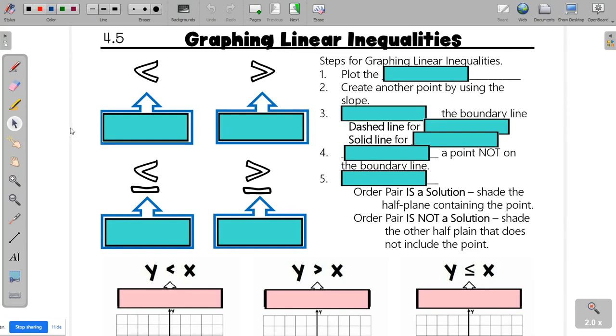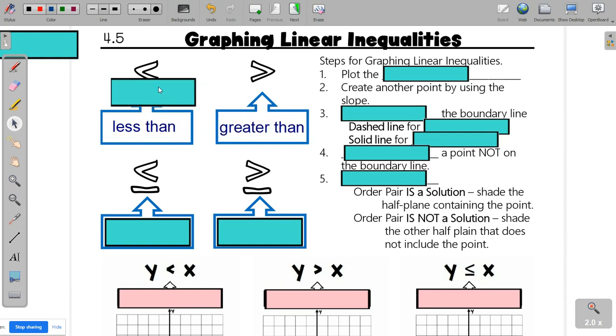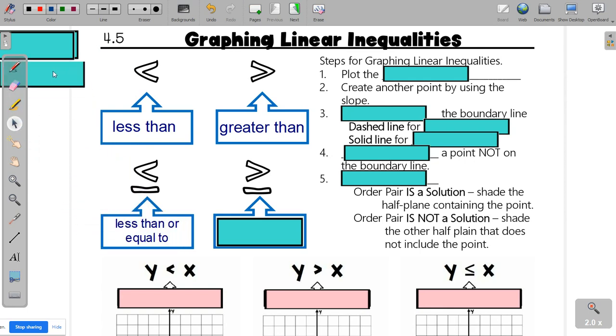Today, we are going to be looking at graphing linear inequalities. An inequality uses these four symbols here. This first symbol, we say that is less than. The next one is greater than. Now, if we add a line underneath, they become an equal to. So we have a less than or equal to, and a greater than or equal to.